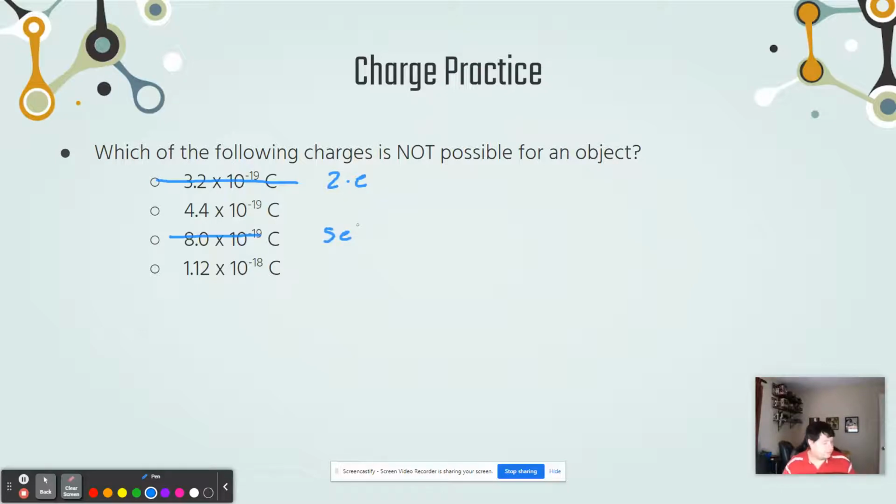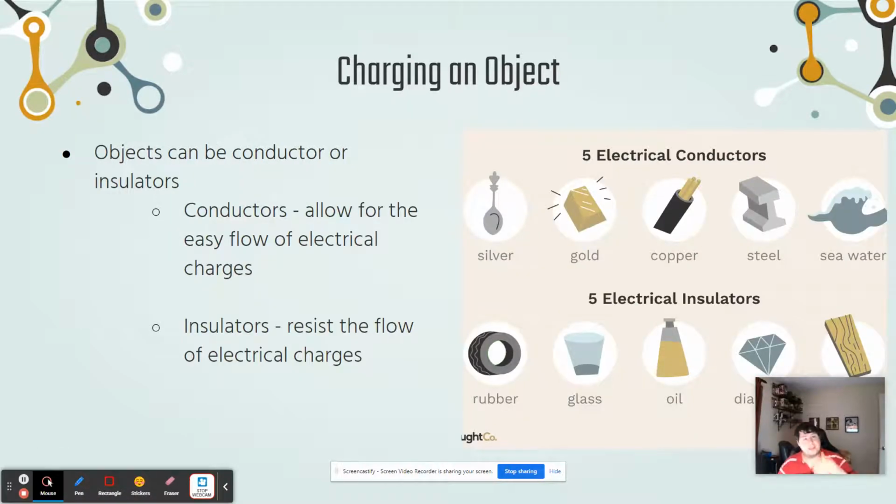And I believe this other one, I actually didn't do the math myself. Let me do it now. I believe it's 7. Yeah, that's 7 electrons. And so then this is the only one. If you divide 4.4 by 1.6, it does not come out to be an integer. So that charge would not be possible for an object to have, because you could not transfer that amount of electrons. Okay, let's talk now about ways to charge up an object.